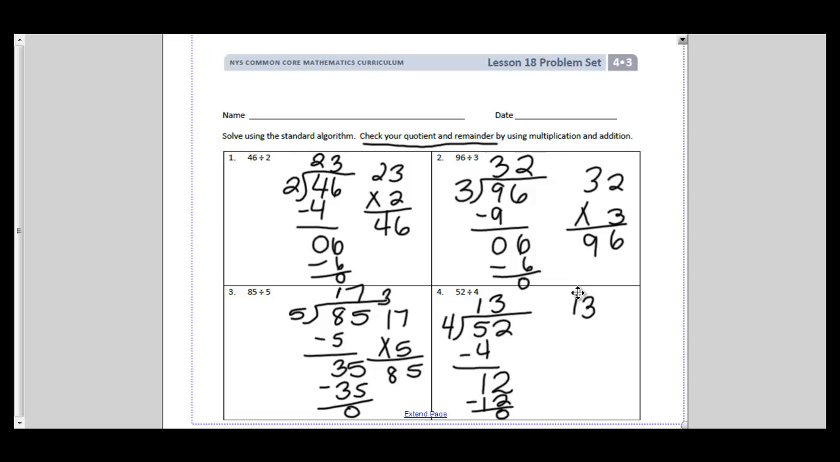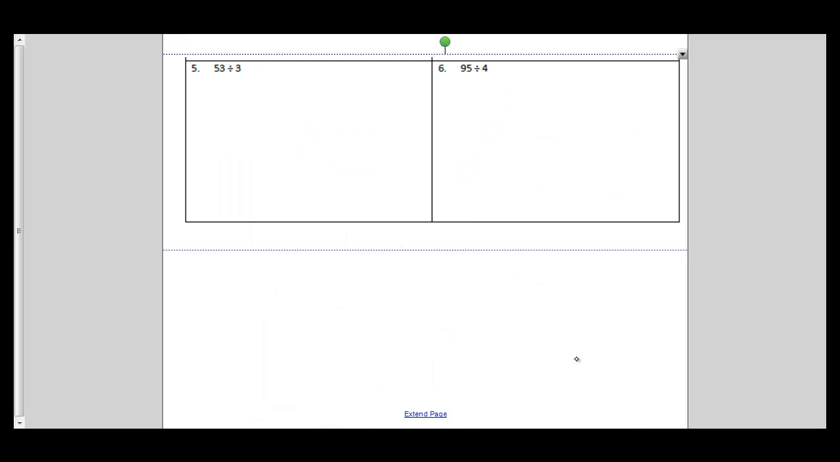So let's check. 13 times 4 gives me 52, so the answer is correct. All right, so let's do 5 and 6. Again, if you feel like you can do this by yourself, go for it. Just come back with me and check, please.